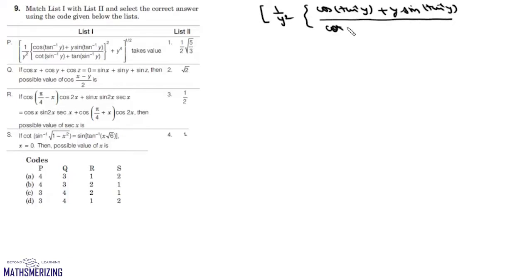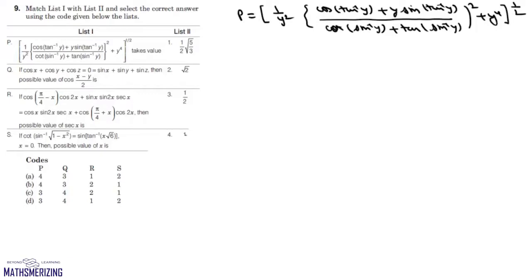Now let us take a matching type problem. So we'll start with this P, which we'll need to simplify: 1 upon y square into (cos of tan inverse y plus y sine of tan inverse y) upon (cot of sine inverse y plus tan of sine inverse y) whole square plus y to the power 4, whole to the power 1 by 2. Let us take this expression as P.